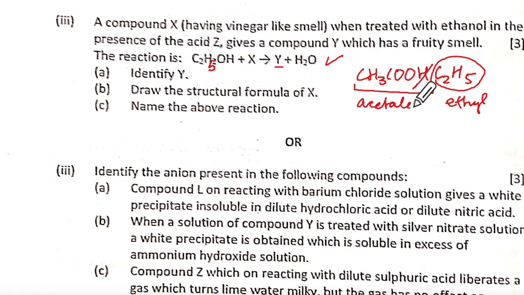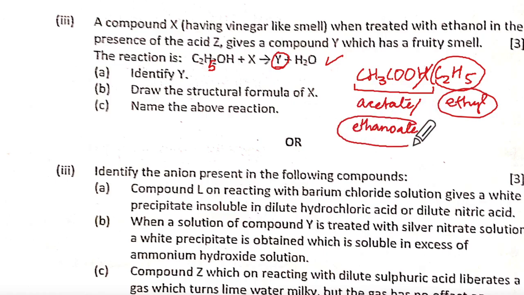If it is the common name, but if it is IUPAC, 2 carbons means eth, single bond means ane, and oic acid. So it will be ethanoate. So Y is going to be ethyl ethanoate.